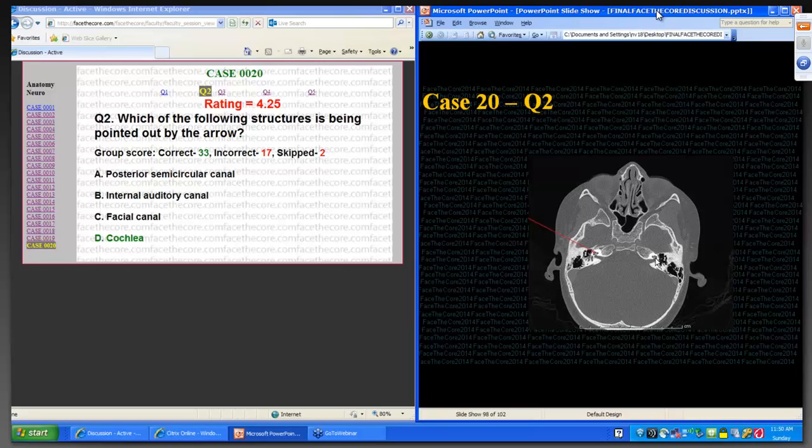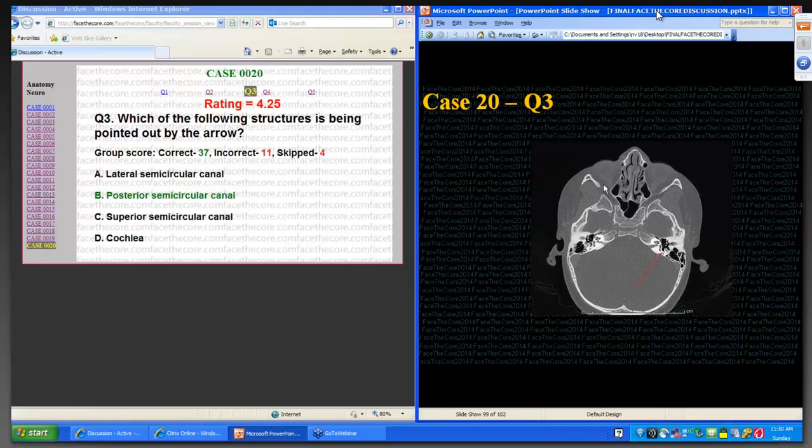And then notice you start to see the middle and apical turns of the cochlea. Remember, 2.5 turns of the cochlea. And then you always want to look at cochlear morphology, especially in the setting of pediatric sensorineural hearing loss, because you can have common cavity deformities or aplasia of the cochlea, things like that. So remember to look at that. Which of the following structures is being pointed out by the arrow?